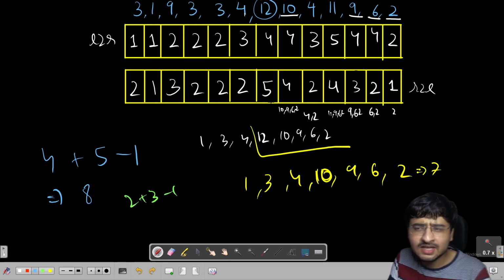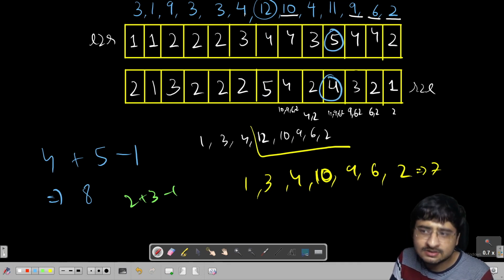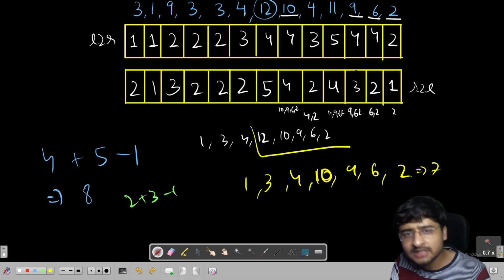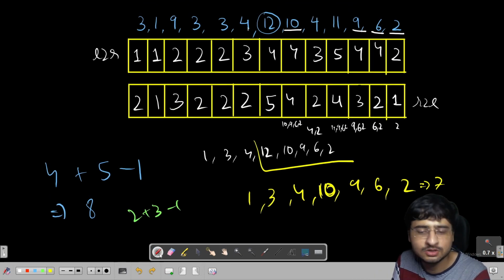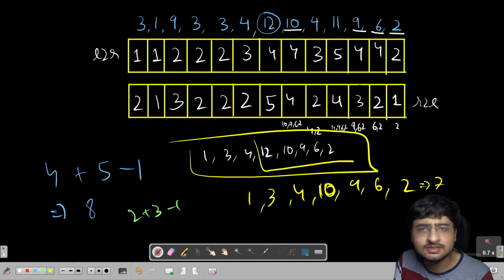Here 4 plus 5 minus 1 would be the best answer I could get. Or you can say 11 plus 5 plus 4 minus 1 will also come. If I treat 11 as the middle person, or if I treat 12 as the middle person, both will give somewhat the same answer. I will take the maximum of all the equations, and whatever the maximum sum is, that will be my longest Bitonic subsequence. Of course, 8 would be the answer in this case, right?